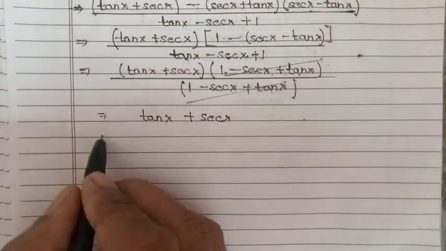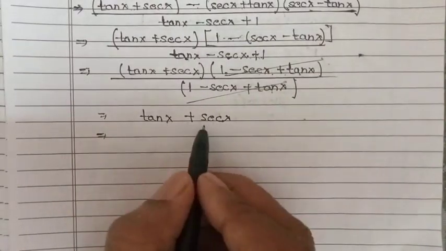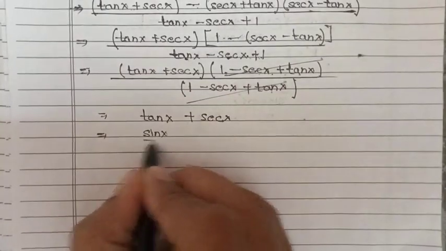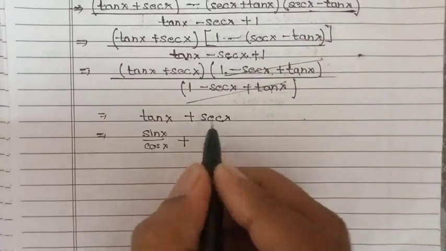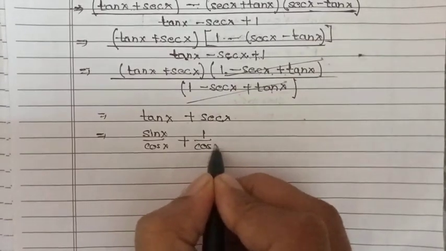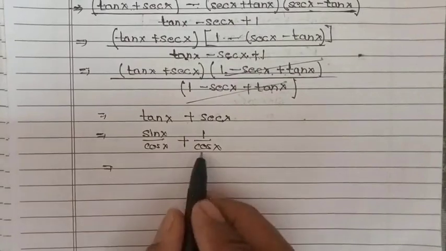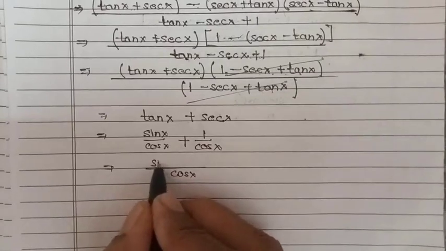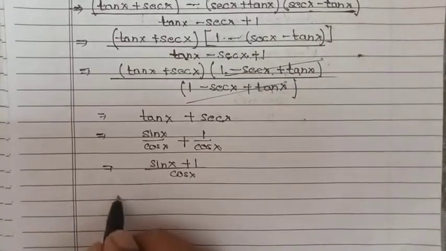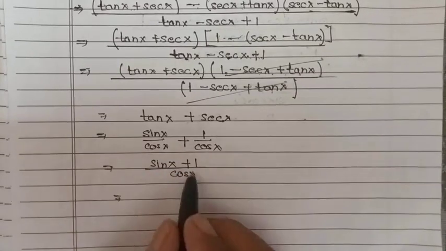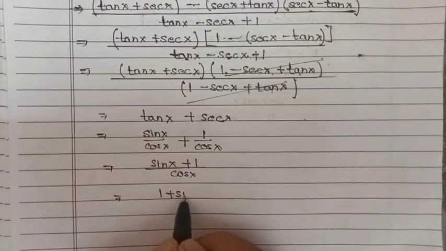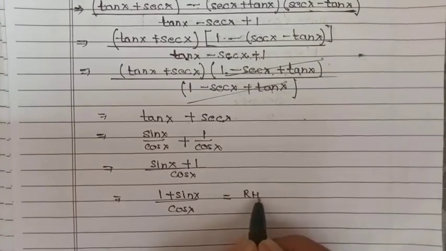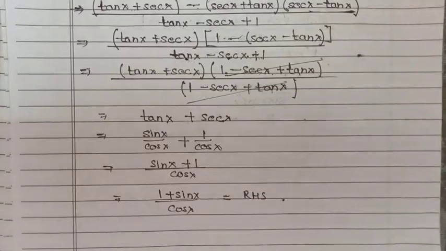So what we can do over here, let's convert these trigonometrical ratios in terms of sine and cos. So this tan x can be written as sine x upon cos x. The sec x can be written as 1 upon cos x. Now let's take LCM over here. LCM will be cos. So you will be getting sine x plus 1. So this was required. You can rearrange it. You can write 1 first and then sine. So that is equal to right hand side. So this is clear to you now.